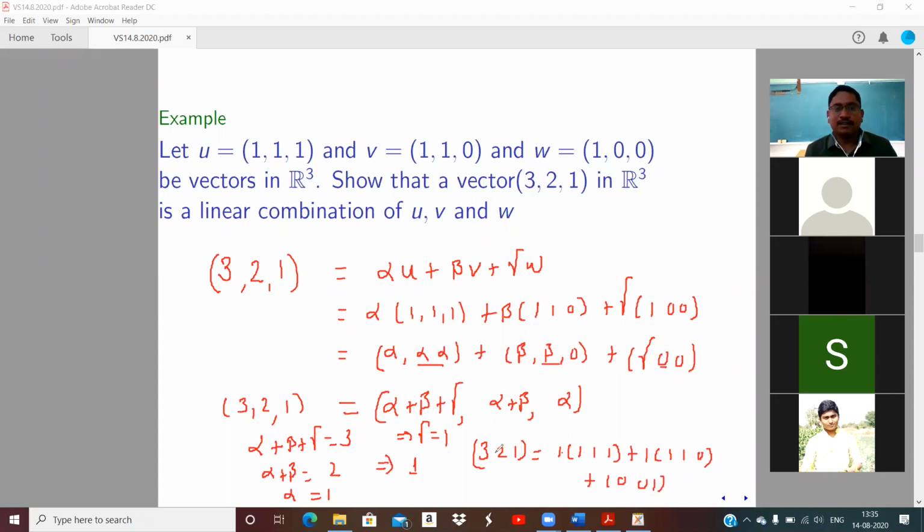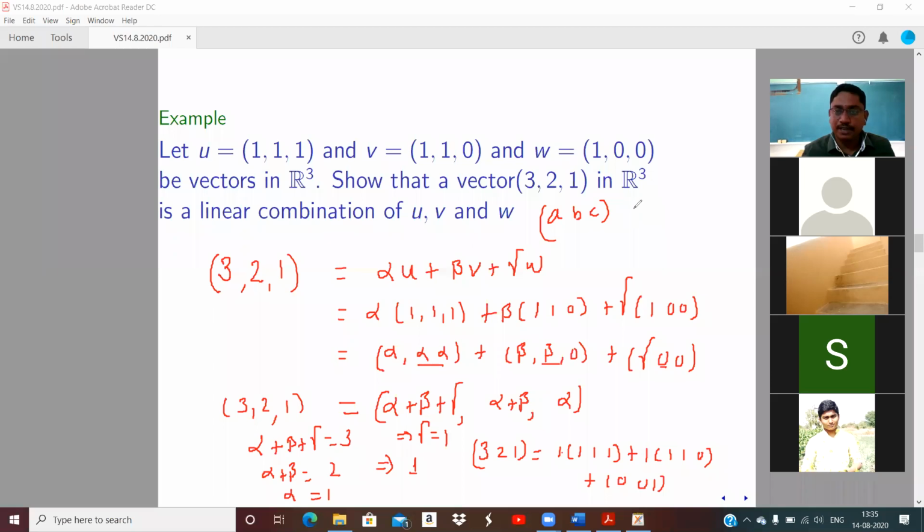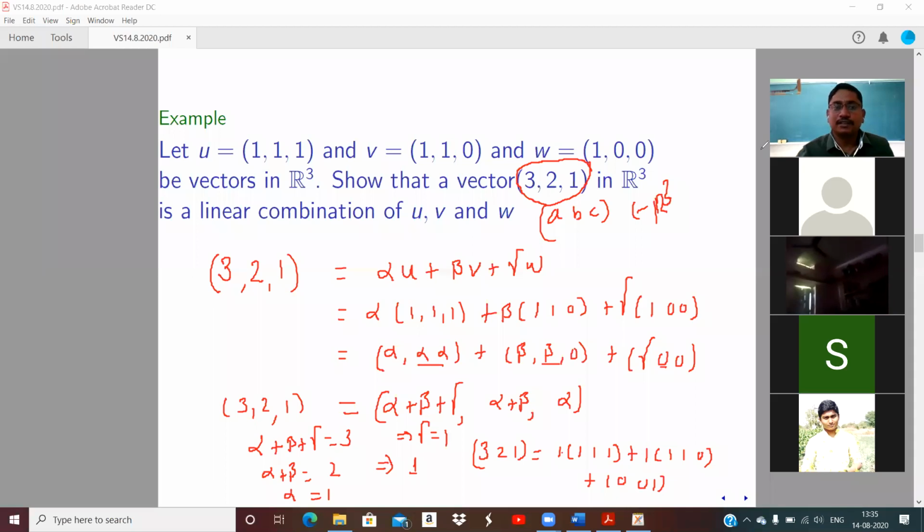Now a question I may ask: can every vector in R3 be written as a linear combination of these three vectors? And its answer is true. Instead of this (3,2,1), you can take any (a,b,c) or (x,y,z), where a, b, c can be any numbers. Can this be written as a linear combination of these? That means you are showing that every vector in R3 is a linear combination of U, V, W. That we need to check. So this is also the simplest example.